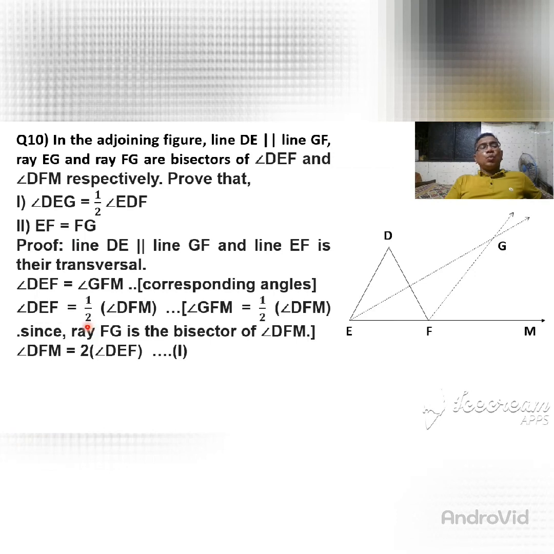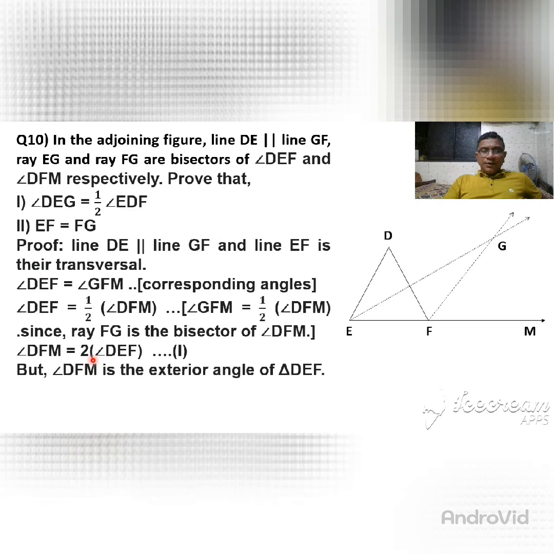This is the 2 half. So this DFM is congruent with DF. So this 2 is multiplying DF. You get 2 angle DF. So angle DFM is equal to 2 angle DF. Number 1.